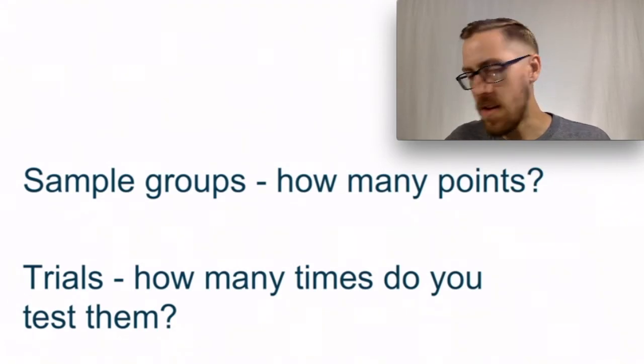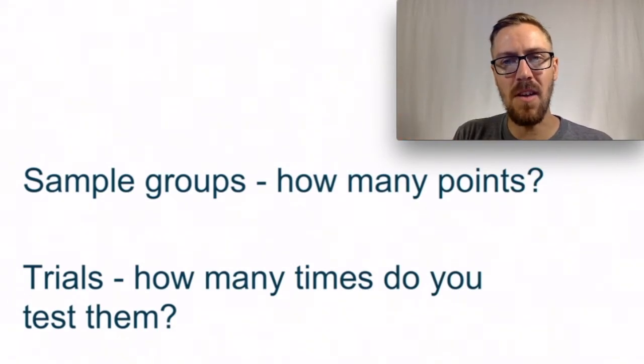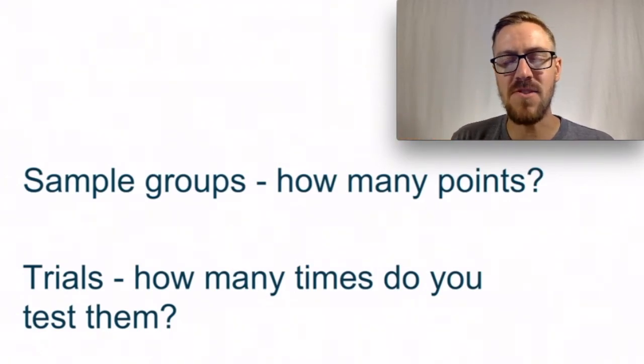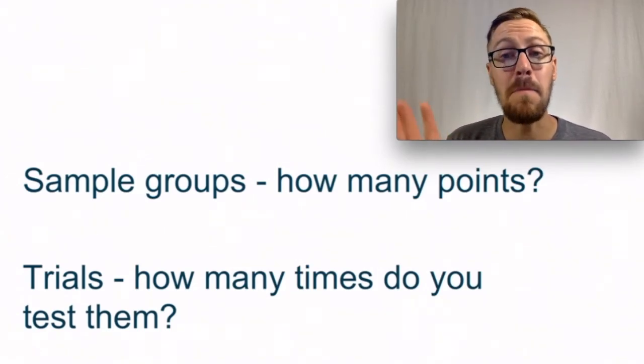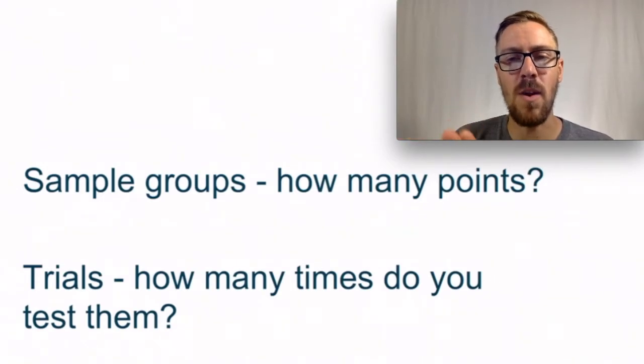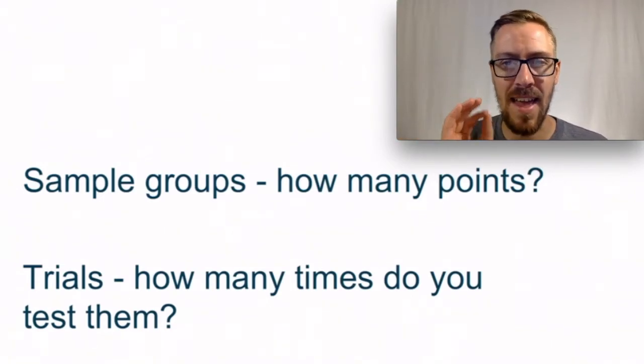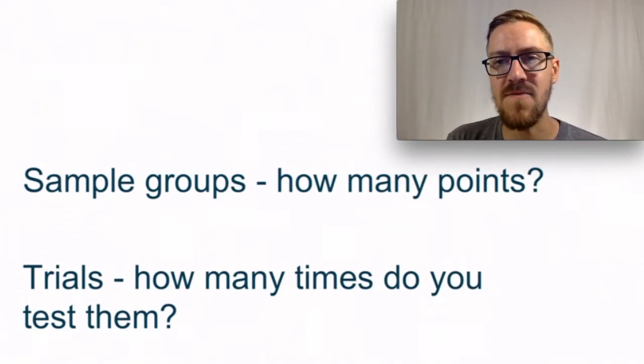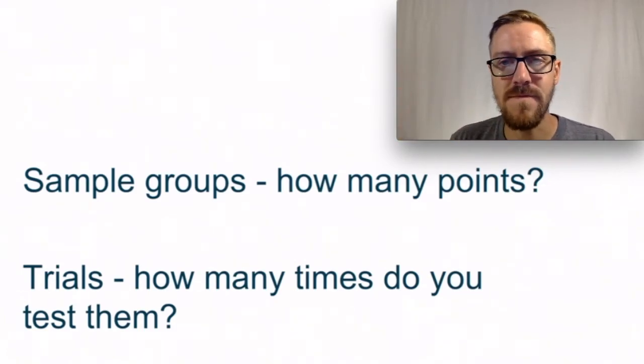So, how many sample groups am I looking for in your graphs? 8 to 10. How many times did you try them? 3 to 5. So bare minimum, you should have 24 individual points if it's possible. And again, if you're a little short on that because you ran out of time in the classroom, okay, that's what we got.